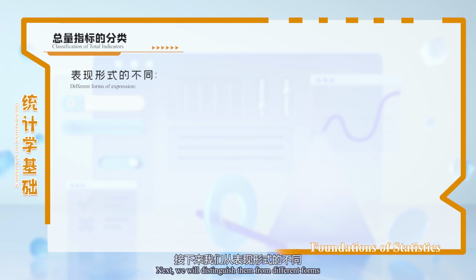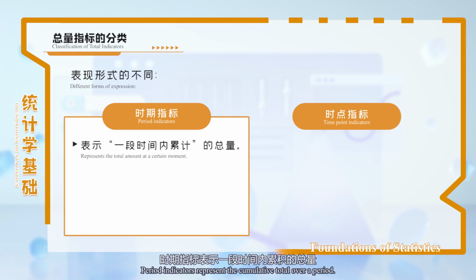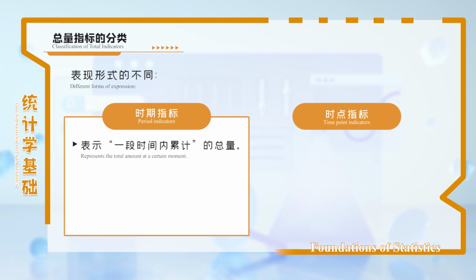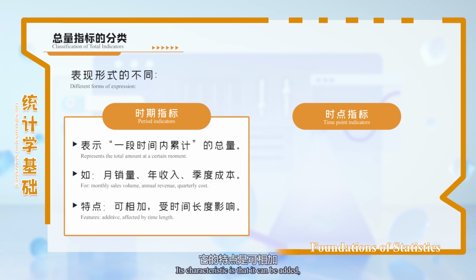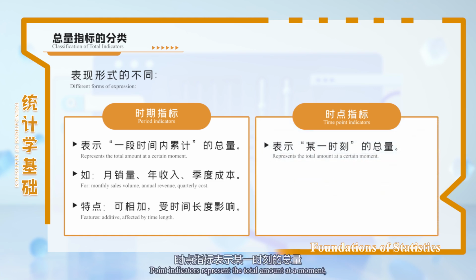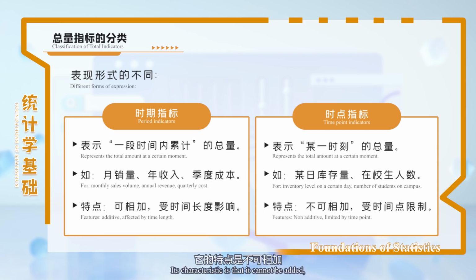Next, we will distinguish them from different forms. To further distinguish, aggregate indicators are divided into period indicators and point indicators. Period indicators represent the cumulative total over a period, such as monthly sales, annual revenue, quarterly costs. Its characteristic is that it can be added, and is affected by the length of time. Point indicators represent the total amount at a moment, such as inventory on a given day, the number of students enrolled in school. Its characteristic is that it cannot be added, and is limited by the time point.